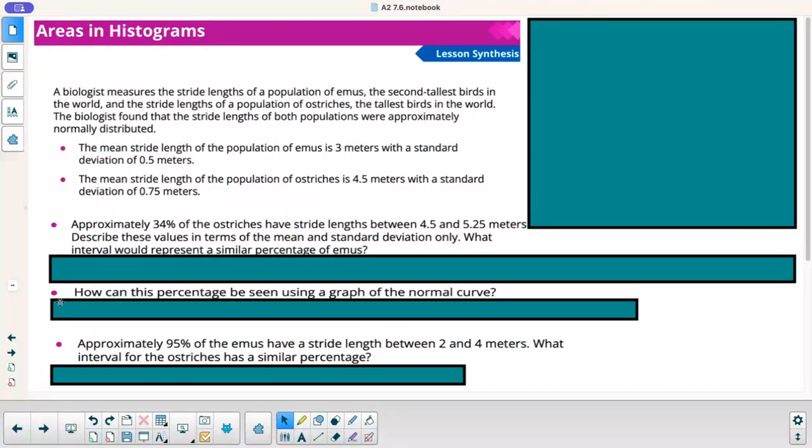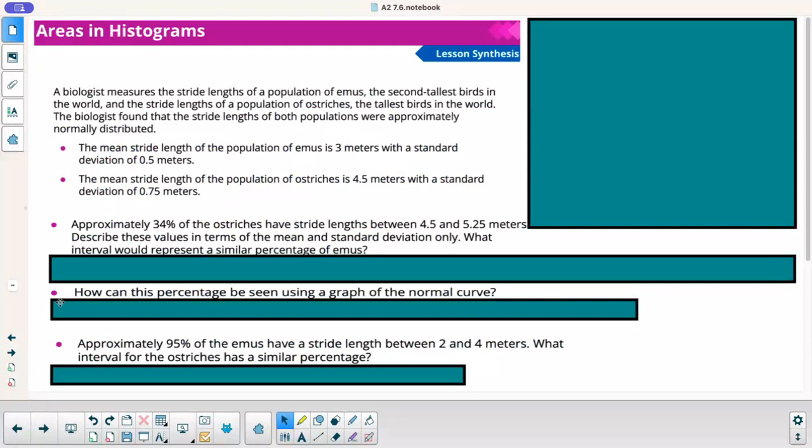So last couple things here are synthesis. A biologist measures the stride lengths of a population of emus, I think that's how you say it, emus, the tallest birds in the world, and the stride lengths of a population of ostriches, tallest birds in the world. The biologist found that the stride lengths of both populations were approximately normally distributed.